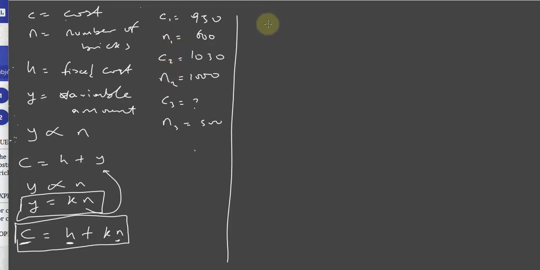So when C is 950, the value of n, which is the number of bricks, happens to be 600. So here we have h plus k times 600. So that's 600k, right? So we can rewrite it as h plus 600k equals 950. So this is equation 1.